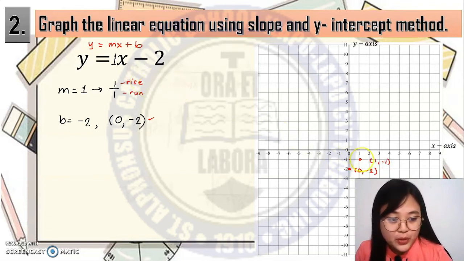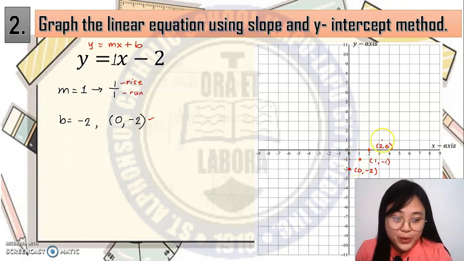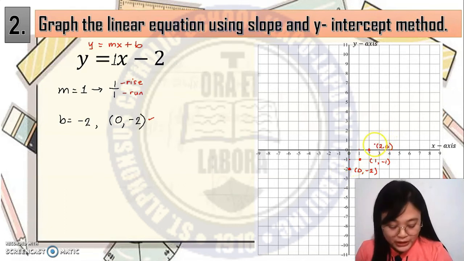Same manner that you're going to find the third point, rise 1 unit upwards, then run to the right 1 unit, and the third point is 2, 0. And after having 3 points, connect the 3 points using a straight line and put arrowheads at each end.